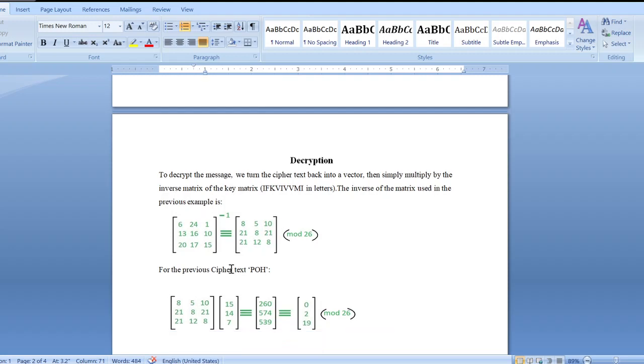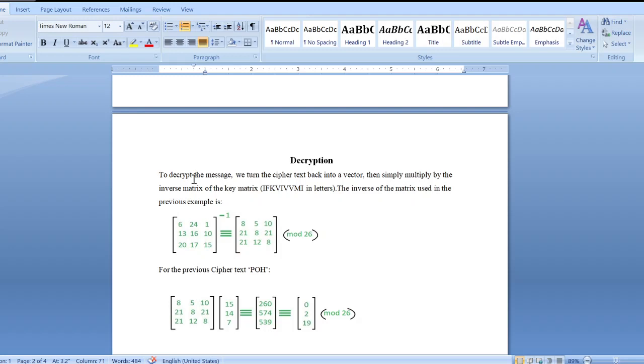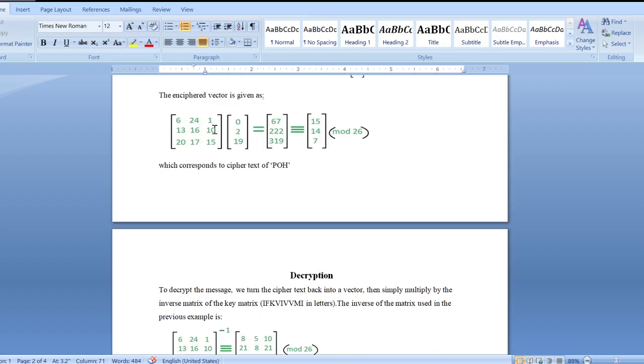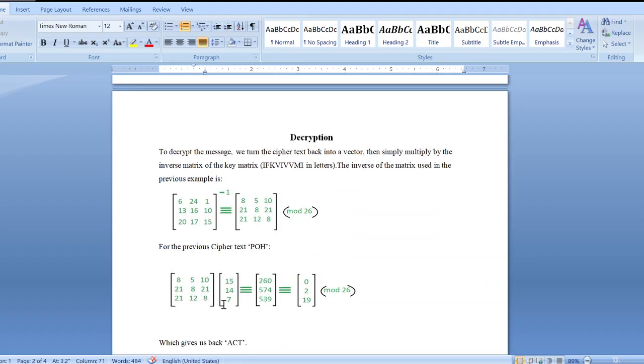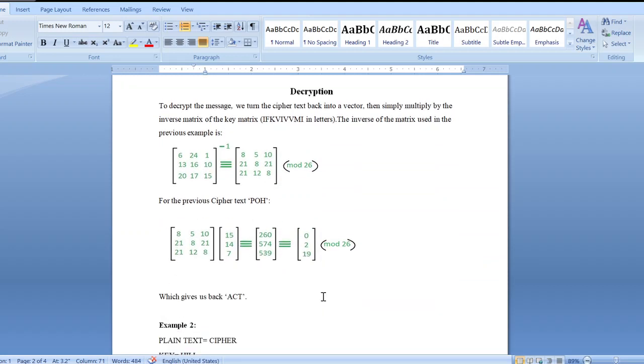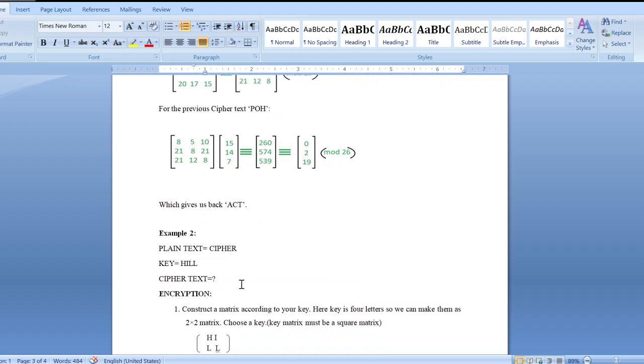Okay, so the inverse matrix of K is this one. So K inverse times the ciphertext mod 26, we got some values, 0 and 19, and we got the plain text as ACT. Now we take another example.